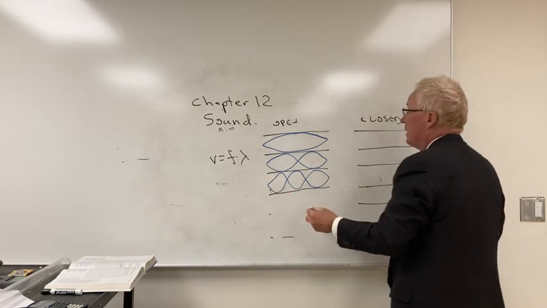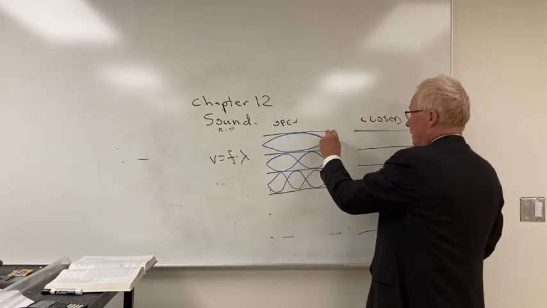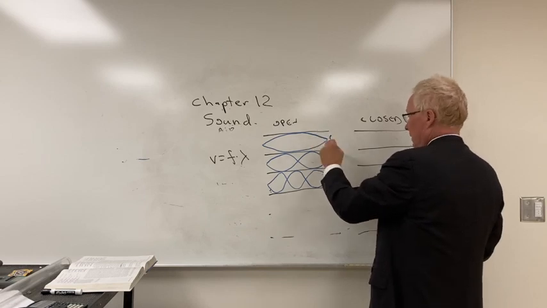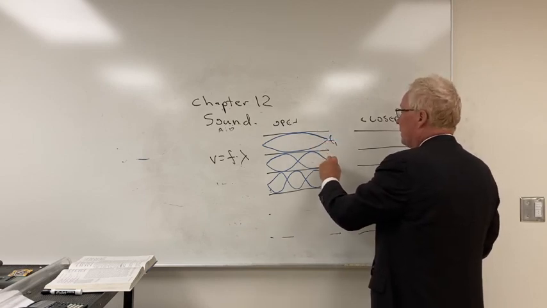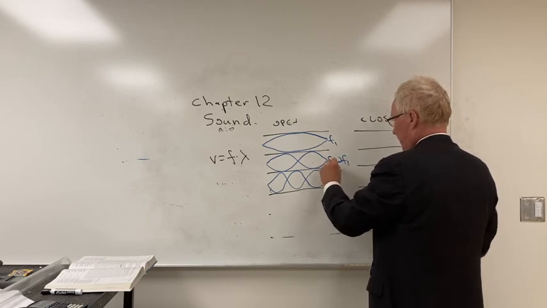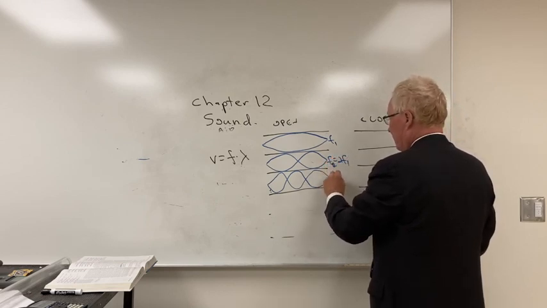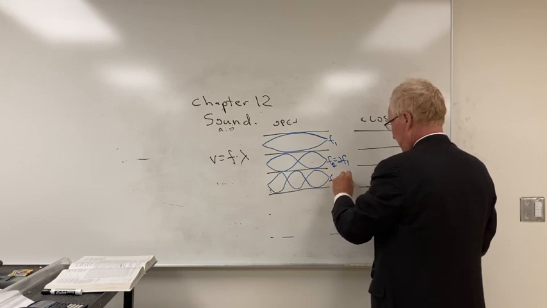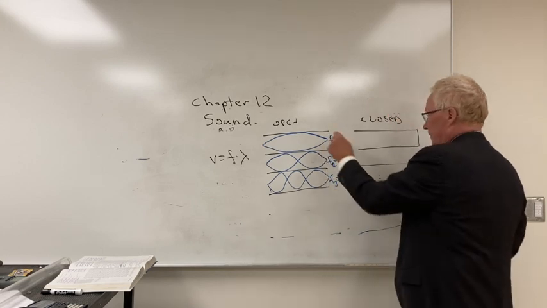Okay. Here we have F1, the fundamental frequency. Then F2 is 2 times F1, and F3 is 3 times F1. Right? So this is the fundamental.